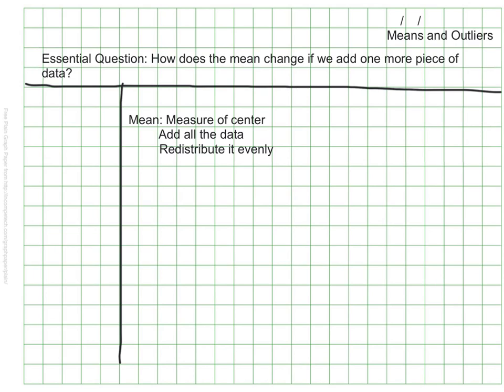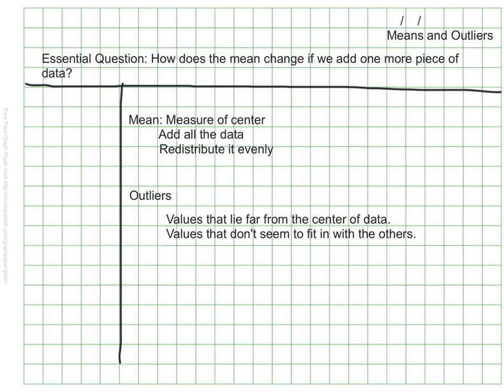To know that, we might want to know a little bit more about a term called outliers. We will talk more about outliers in other parts of this unit too, but for now, we need to know that outliers are values that lie far from the center of the data. They're pieces of data that don't seem to fit in. This might be because they are much higher or much lower than the rest of the data.